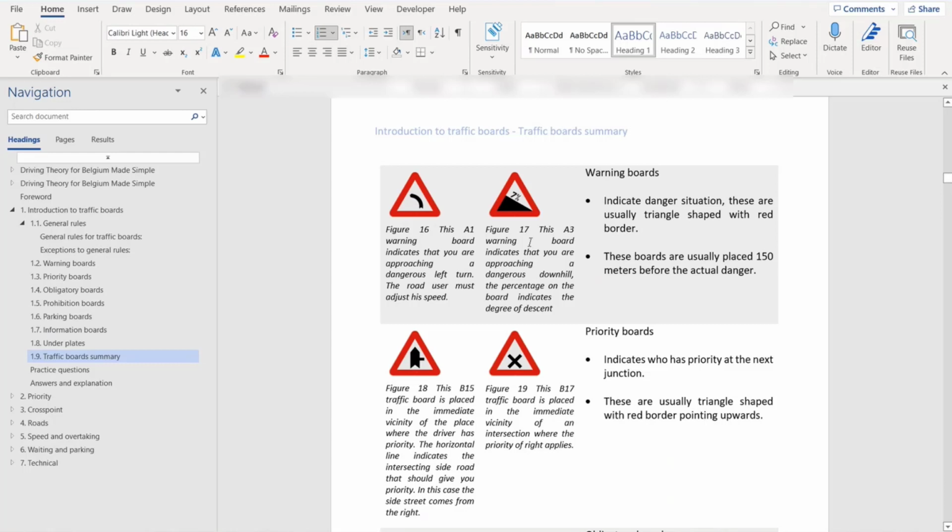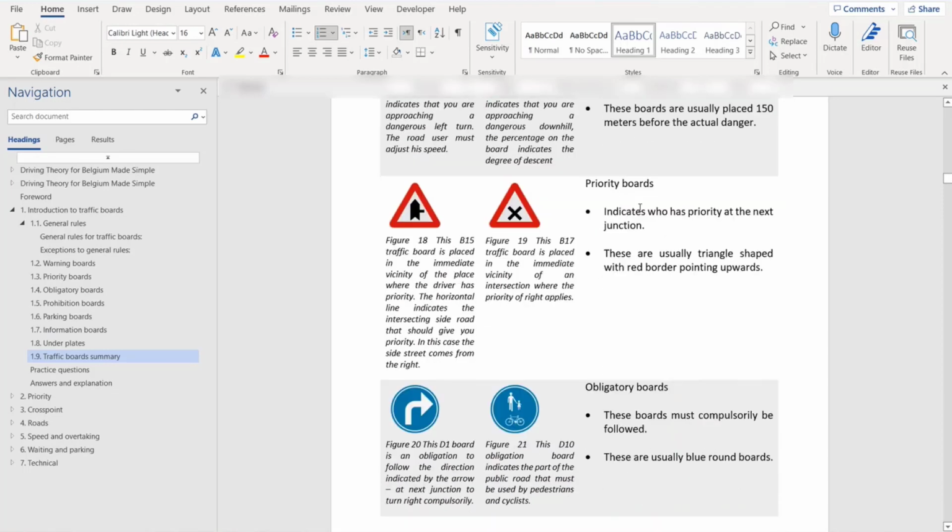That's the degree of descent, 7%. Next, we go to priority boards. As we said, these are triangle boards with the thick line, and then I forgot to mention that even if there is a cross in the triangle board, then it's also a priority board.